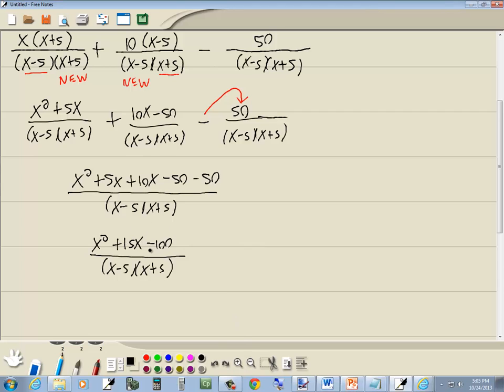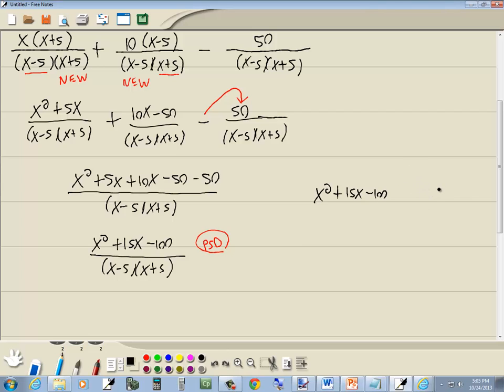Okay. Now we got our single fraction now. Next step says to factor the top, factor the bottom. The bottom's already done. Top part though is PSD. We have x squared, x, no number before your x squared. Let me do it over here on the side. So we got x squared plus 15x minus 100.